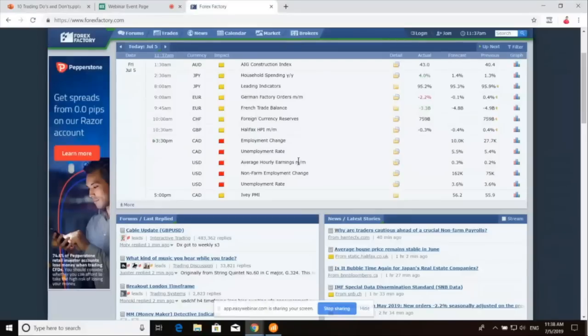Now, we have forecasts here, right? And we have the previous number as well. So let's take the example of the non-farm employment change, which measures the current levels of employment in the USA, right?